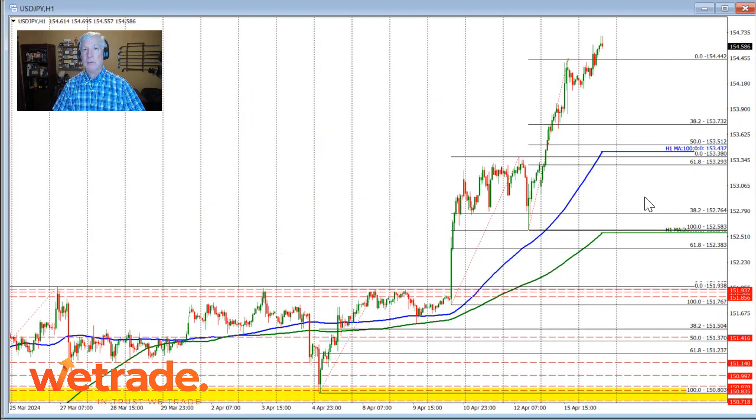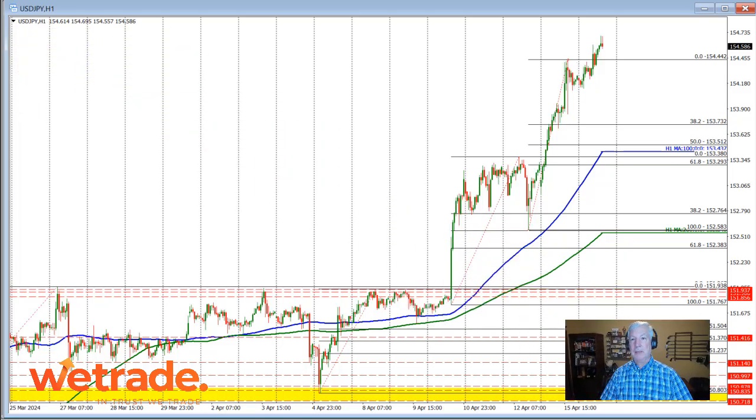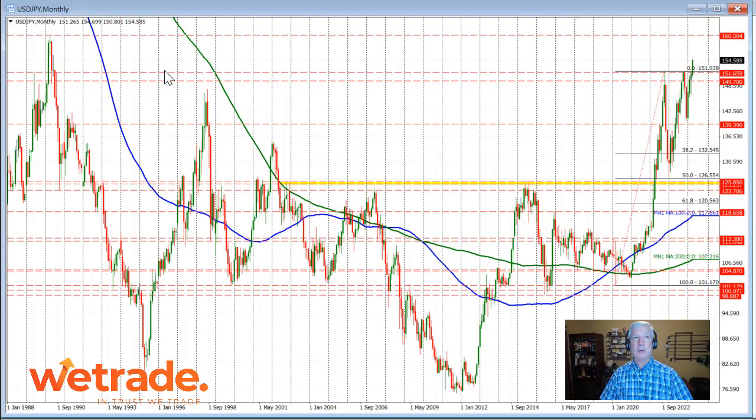Let's take a look at the dollar versus yen, and the beat goes on for this currency pair. We are moving higher in trading here today. Remember, this high right here is a 30-year high. If I go to the monthly chart, it's in this area right here. There's really not a lot of resistance until 165.04, which would be the next key target on the topside for the dollar versus yen.